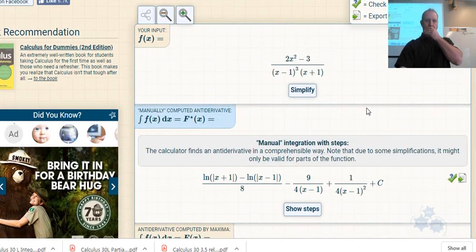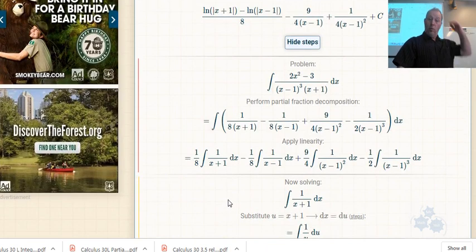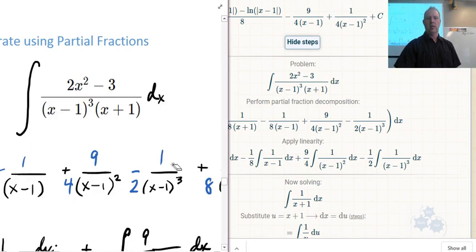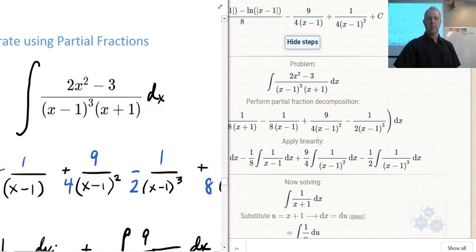No. Okay. So manual integration. So what they might do here, and again, we can see if this resonates with our answer. Oh, here's the steps. So what they suggest is splitting this up into partial fractions. And does that line up with what we have here? So we have, let's see, negative 1/8. Yeah, so they just do that in a bit different order. We have all the same thing.